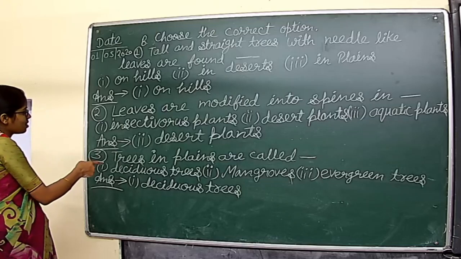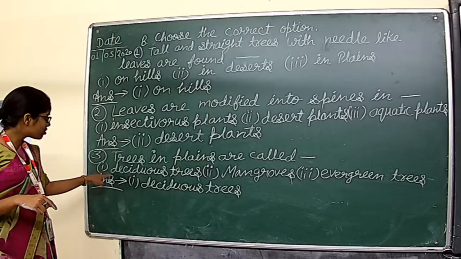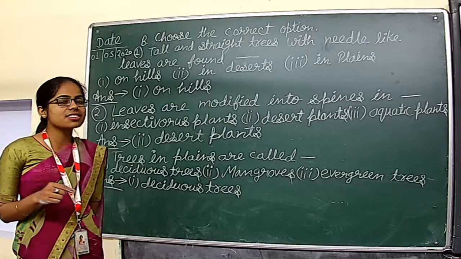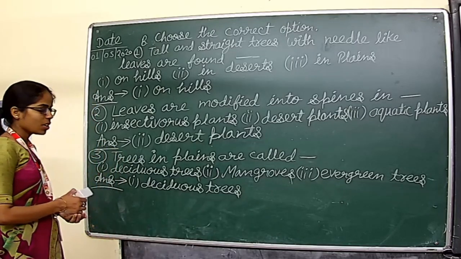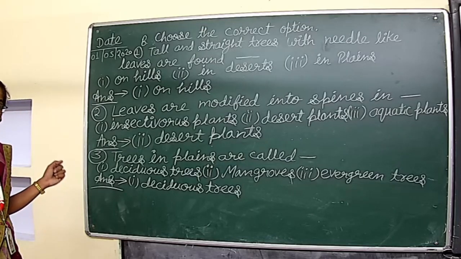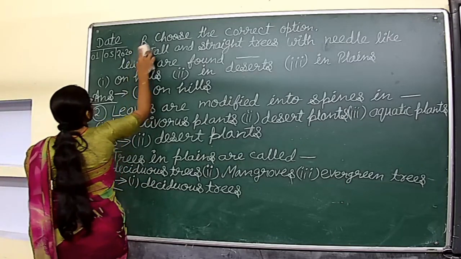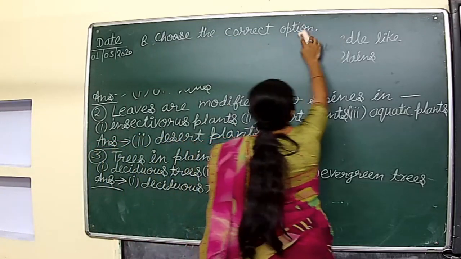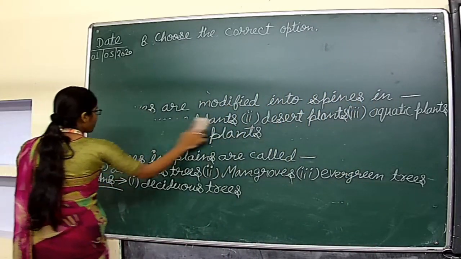And the third question, trees in plains are called dash. Here again the first option is correct. Deciduous trees. Clear? Yes. Now I am going to rub this. I hope all of you have written this. Please note all these questions honestly with me. Okay? Now, we will move to question number 4 of the same exercise.